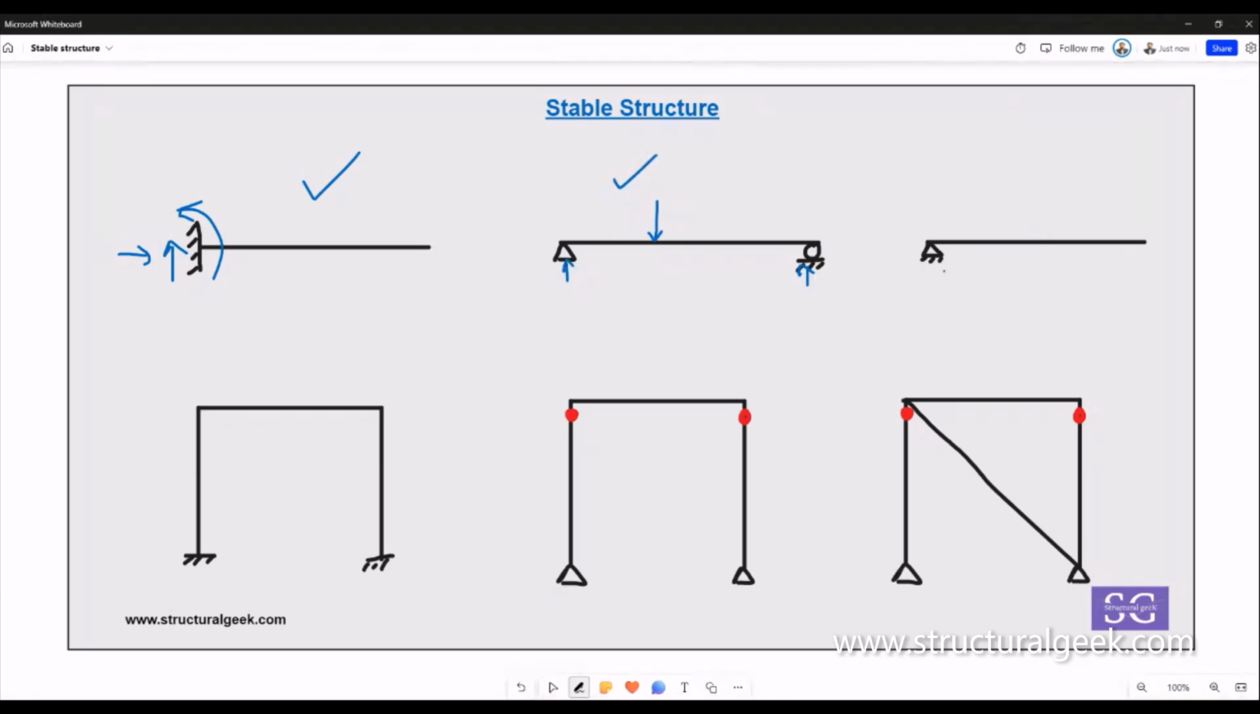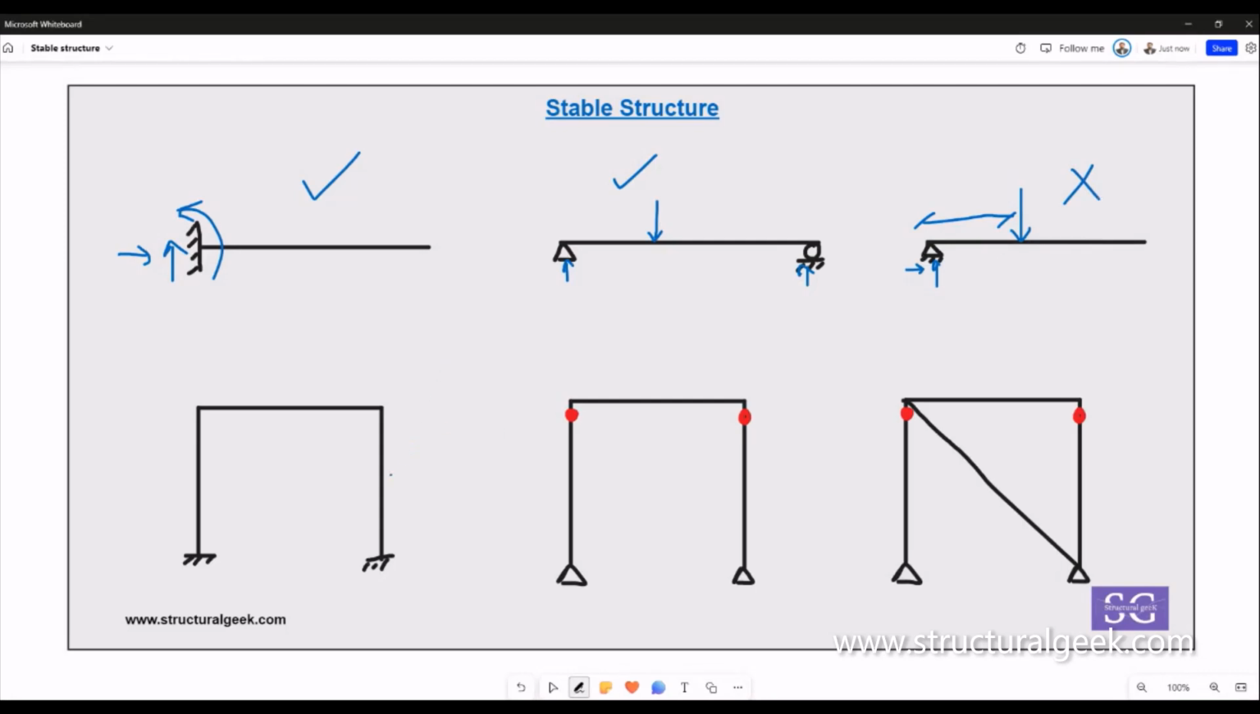But if we come to this particular structure, which only has a pinned support at one end and the other end is free, this cannot be a stable structure. The reason is that a load acting at this particular point will generate a moment, and the vertical and horizontal reaction capacity will not be able to take care of that moment, so it will essentially be unstable for any minuscule force acting upon this structure. So this is not a stable structure.